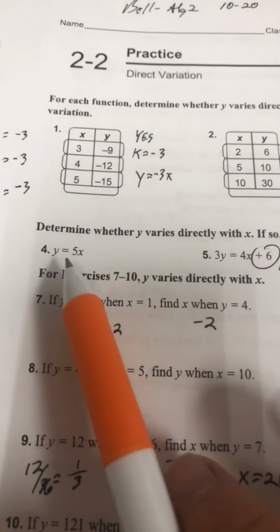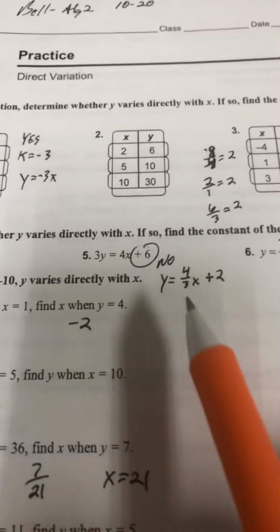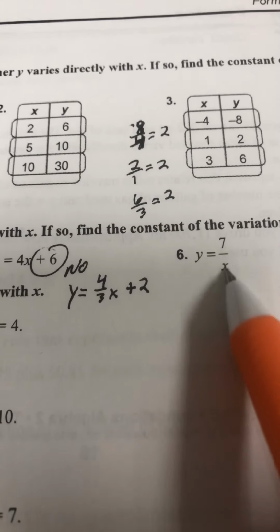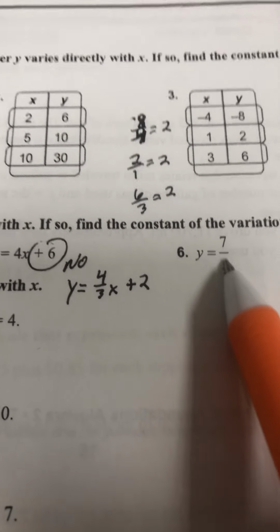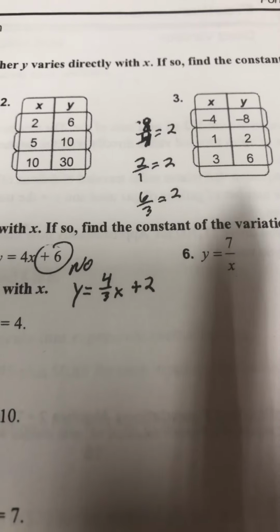For 4 and 6, 4, yeah, that's going to be direct, and that's good. The constant of variation is 5. For this one, 6, no, because the 7 is divided by x, so that's going to be a no there.